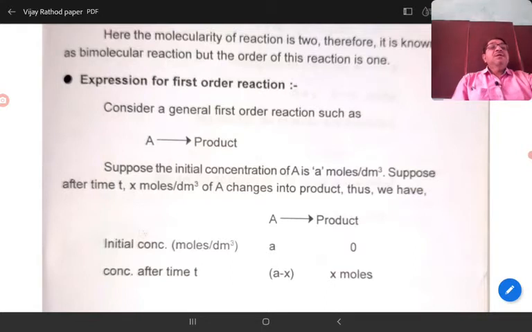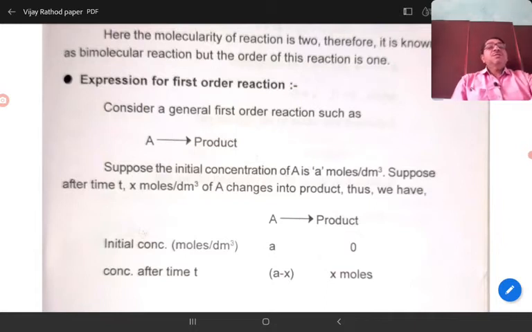Now, when we consider a first order reaction, we are going to derive it, and we have to see some characteristics of the first order reaction by verifying some proofs. So, for the first order reaction derivation, we first consider a general first order reaction, such as when reactant A converts into product.